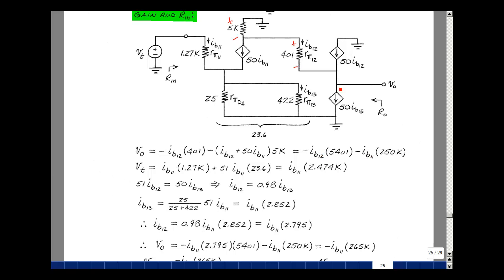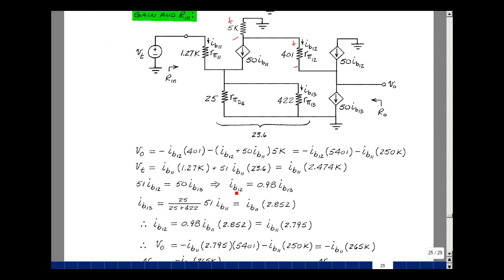If you go over here, the current that's coming into this node is IB12 and 50 IB12, so 51 IB12, and what's leaving is 50 IB13. IB12 is related to IB13 by 50 divided by 51, or 0.98. I found something for IB12 in terms of now IB13. Let's relate IB13 back to IB11. IB13 is the current in this resistor, and the current that's entering here is current divided between these two. The current that's entering is 51 IB11, and then if you want the current in this resistor, we take the other resistor over the sum of the two. The formula we derived in ECE302 for a resistive current divider when two things are in parallel.